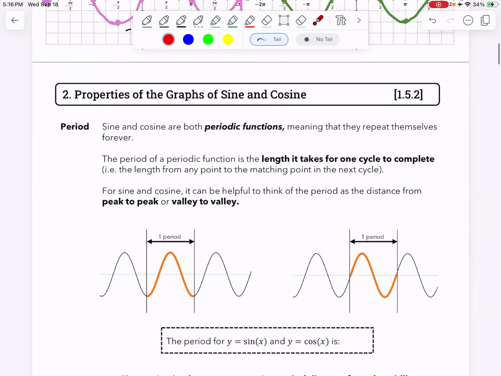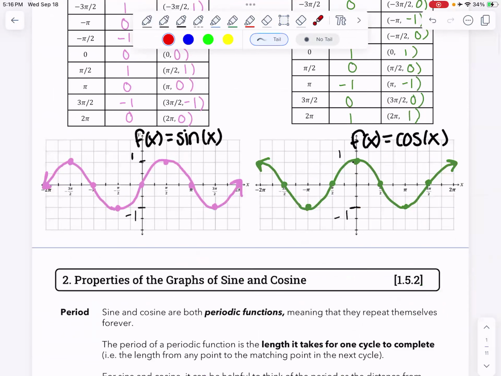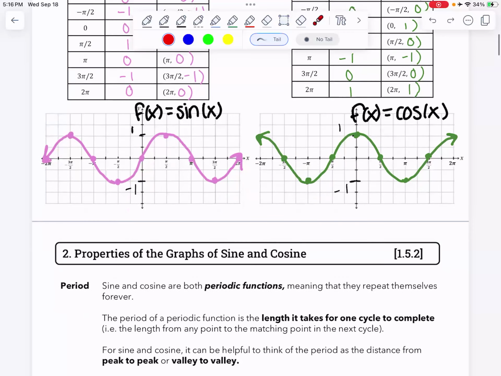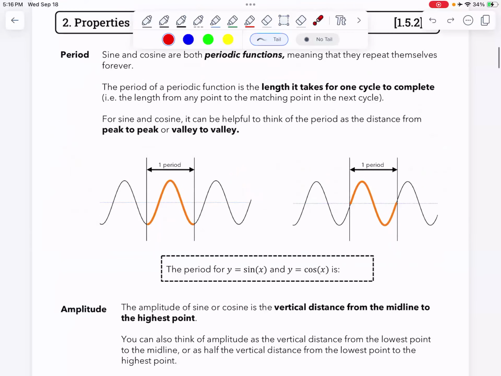That is a period. So you'll notice for sine and cosine, it repeats itself after, oh, that turned into a line. That's fine. It repeats itself after 2 pi. So this shape right here is the same as this shape here, same over here. So the period for just your basic sine and cosine functions is 2 pi.